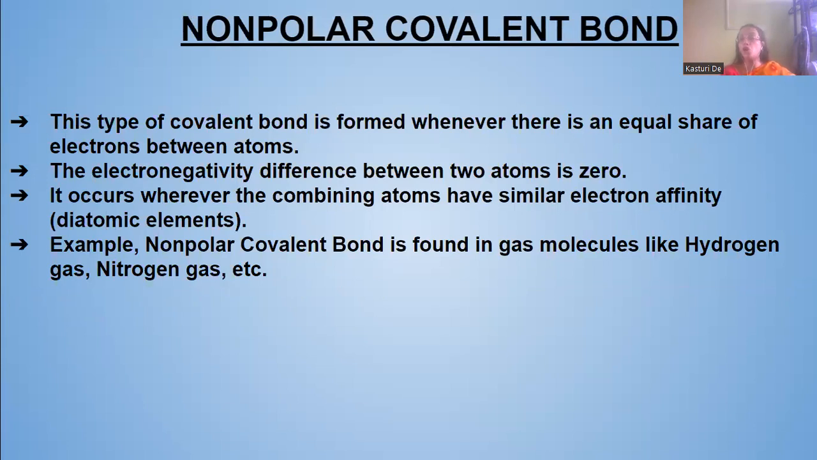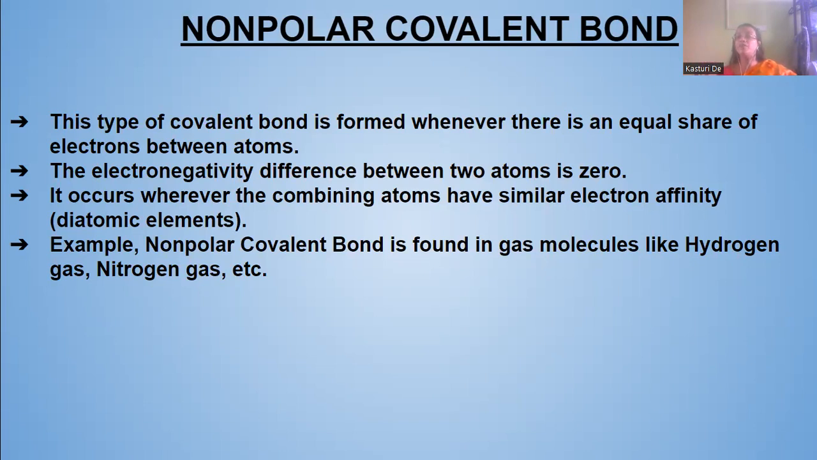Now we come to non-polar covalent bonds. This type of covalent bond is formed whenever there is equal sharing of electrons. In polar bonds there is unequal sharing; here, in non-polar bonds, there will be equal sharing of electrons. The electronegativity difference between the two atoms is zero. I told you the electronegativity difference will be 0 to 2, so for non-polar, the difference will be 0.